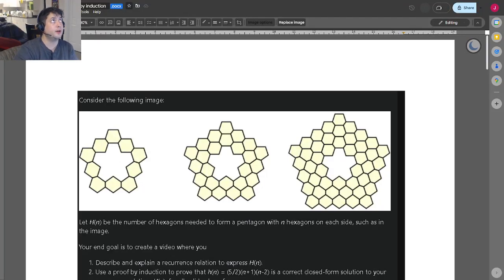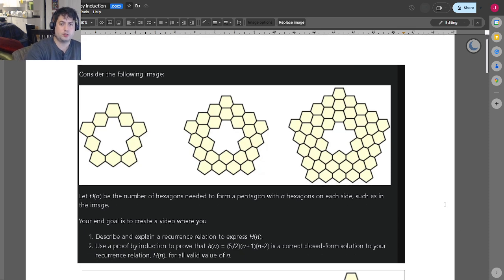Hello, my name is Vladimir, and I'll be presenting my video for the assignment about recurrence relation and proof by induction. So the exercise is regarding this function h of n, which is the number of hexagons needed to form a pentagon with n hexagons on each side, such as in the image.